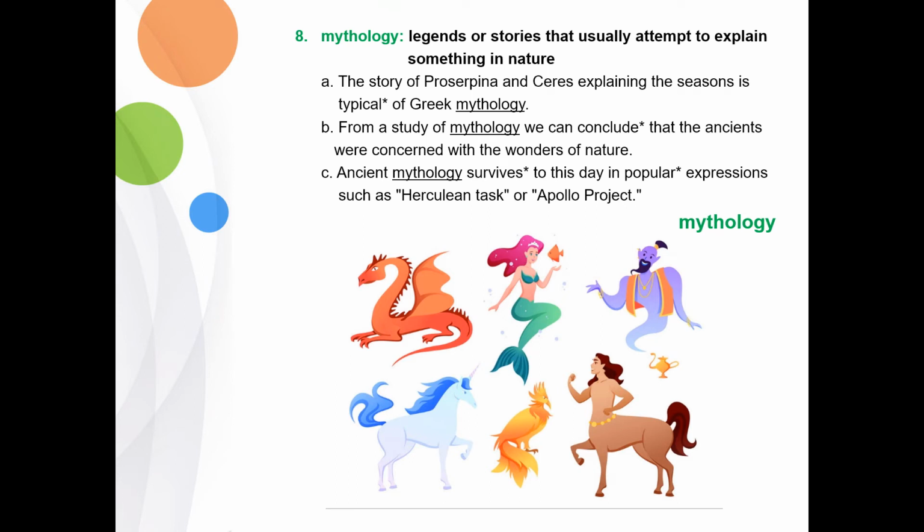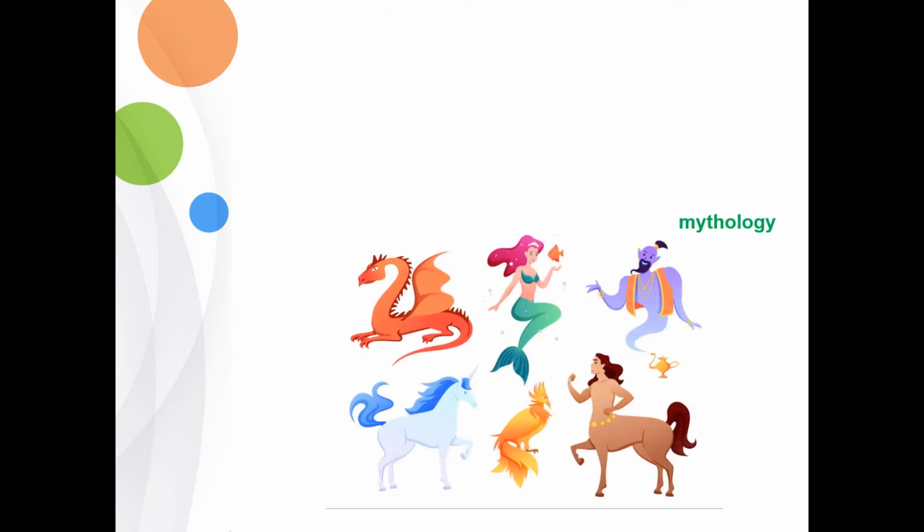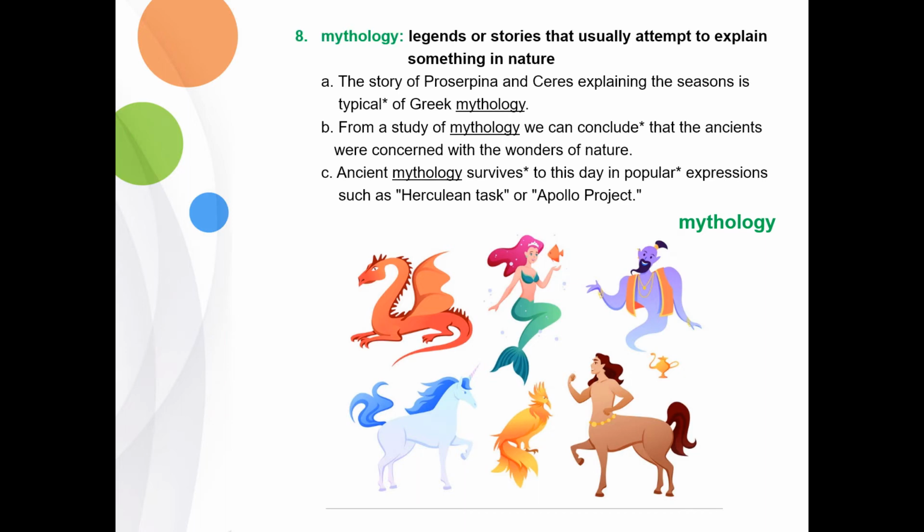Mythology. Mythology means legends or stories that usually attempt to explain something in nature. Examples. Number 1. The story of Proserpine and Ceres explaining the seasons is typical of Greek mythology.